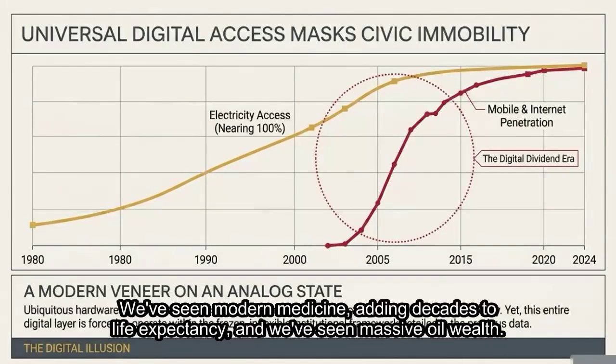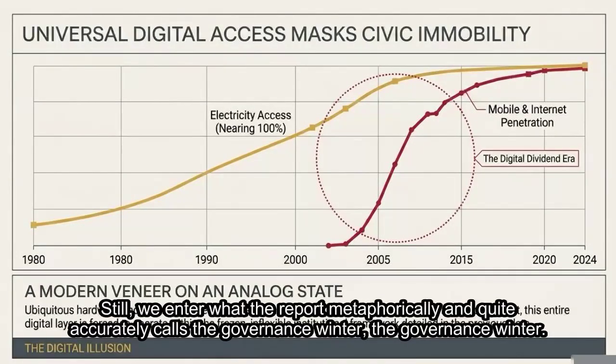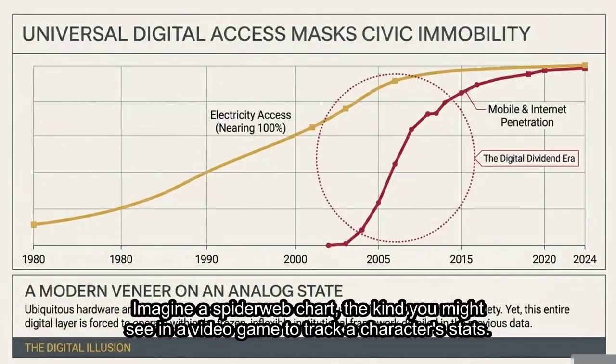You cannot buy social evolution. Which leads us directly into the deepest, most complex layer of our sources. We've seen modern schools, we've seen modern medicine adding decades to life expectancy, and we've seen massive oil wealth. But when we look at the data on how this society is actually governed, the actual mechanics of the state institution's time seems to just stand still. We enter what the report metaphorically and quite accurately calls the governance winter.